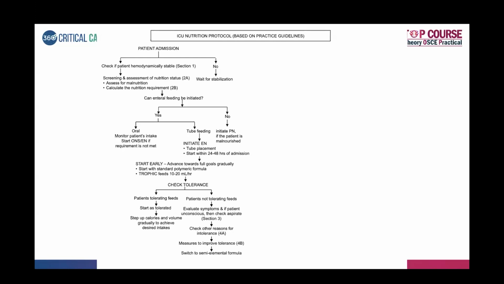So by 72 hours, it would be ideal to get the target to the baseline, like a satisfactory target. Like what energy requirement, the minimum is 25 kilocalories per kg per day. By around 72 hours, if you are able to get it, well and good, but it should be achieved within 7 days.